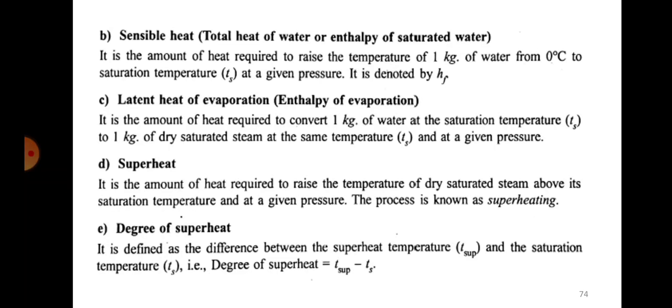h superheated. Now, degree of superheat is defined as the difference between superheated temperature and saturation temperature. That means how much superheating you have done. So if the saturation temperature is so much and you have heated it further, you can heat it to any extent, right? It can be a very high temperature also. So if you take the difference between the superheated temperature and the saturation temperature, it will tell you the degree of superheat. So T superheated minus Ts will tell you the degree of superheat.